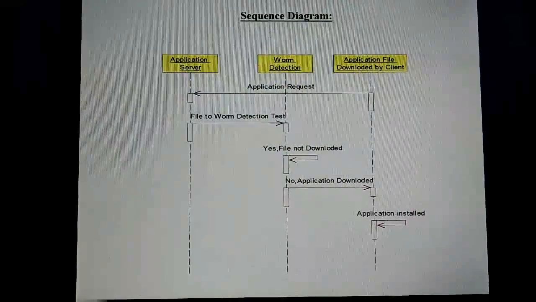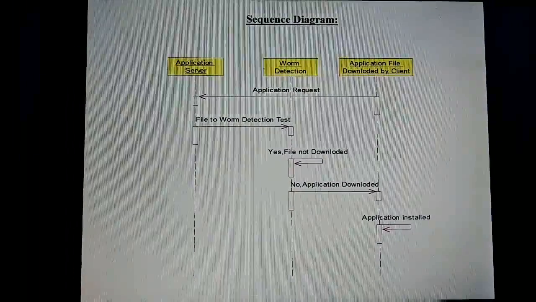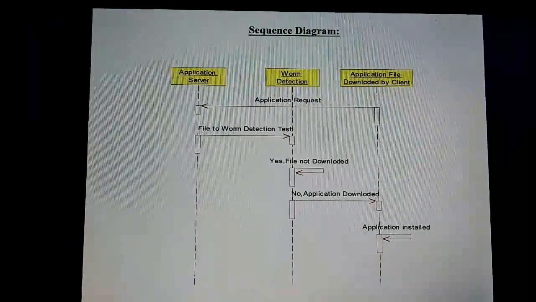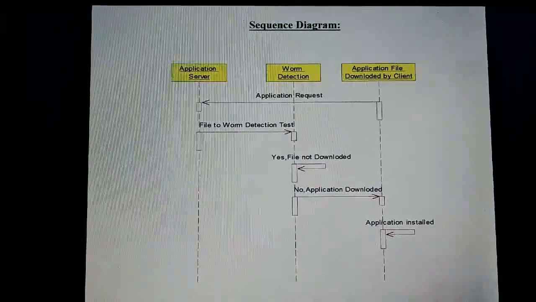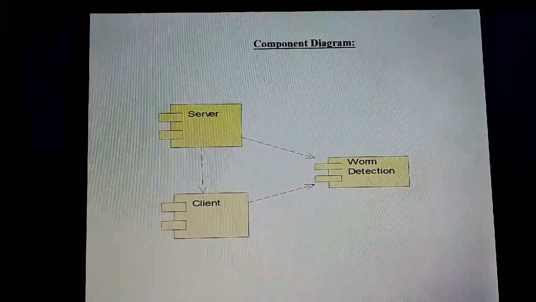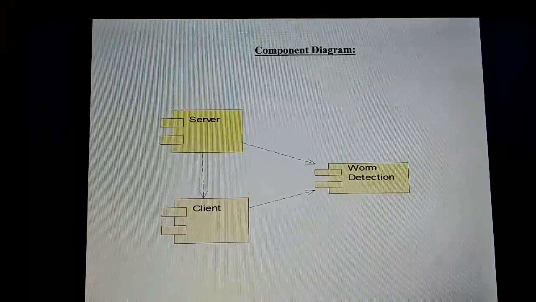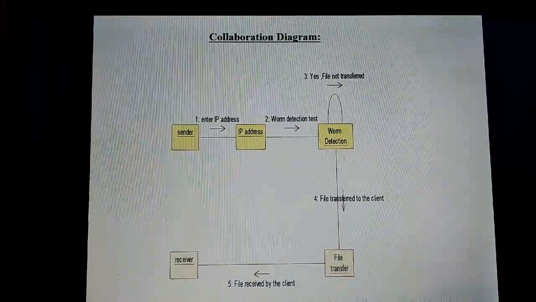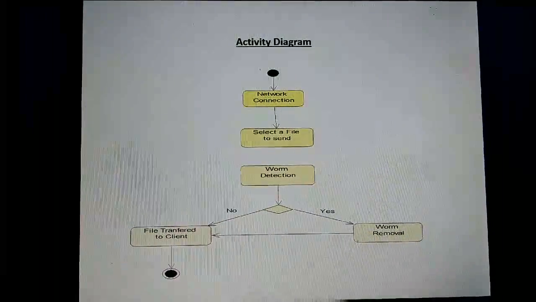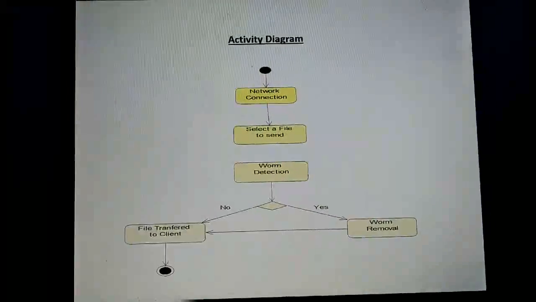The second one is a sequence diagram. And the third one is a component diagram. The components used in this project are the server, client, and the worm detection. And the next is the collaboration diagram. Then the activity diagram. First, the network connection is established, then select a file to send. This is for the server's activity diagram, and the worm detection process is initiated if the worm is present.